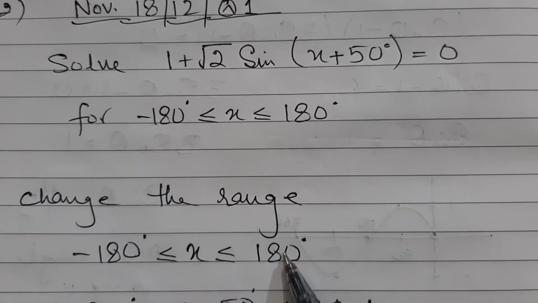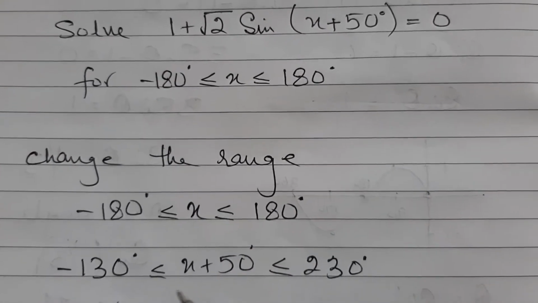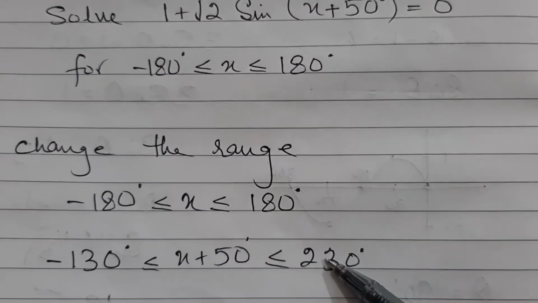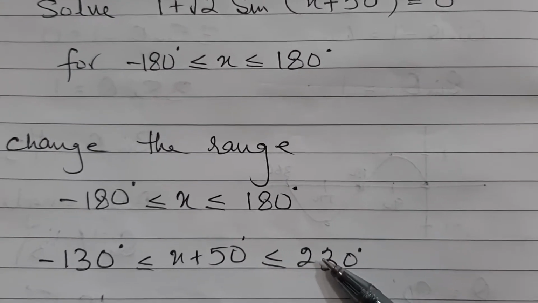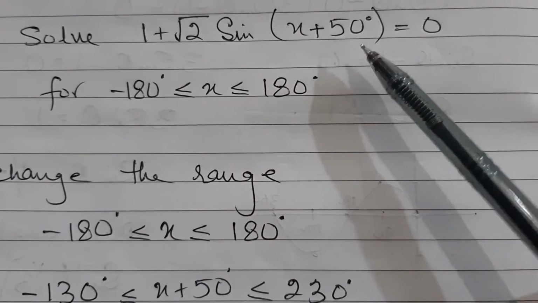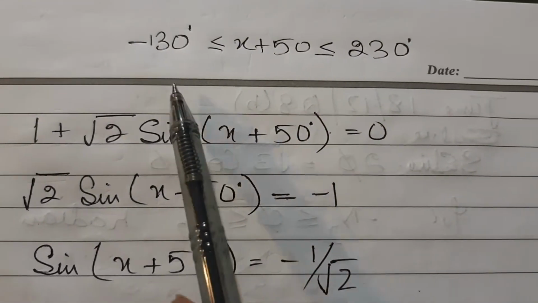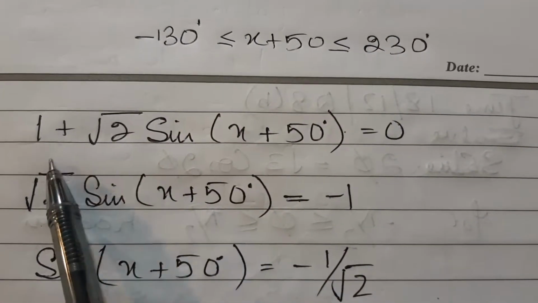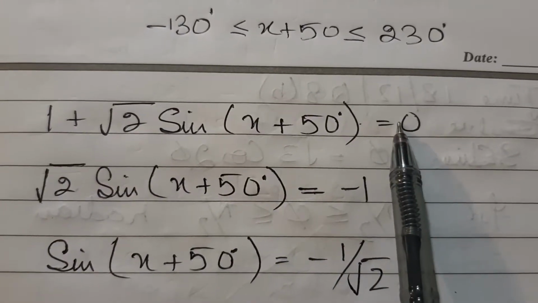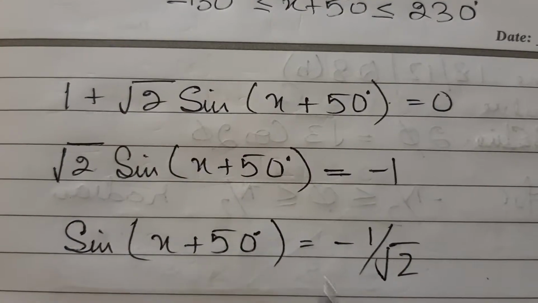Now I'm changing the range. Minus 180 to 180 will become what? I'm adding plus 50 everywhere, so it will become minus 130 to 230, right? And now I will find out the basic angle and the quadrant. That's all. So the range is minus 130 to 230, and this is the trigonometric equation. We are just trying to find out what the basic angle will be.